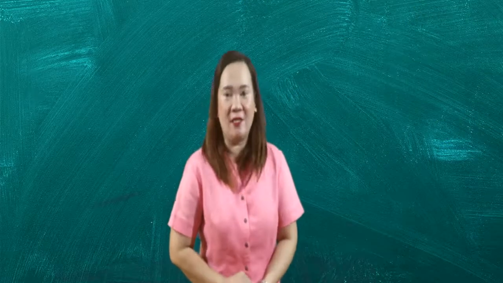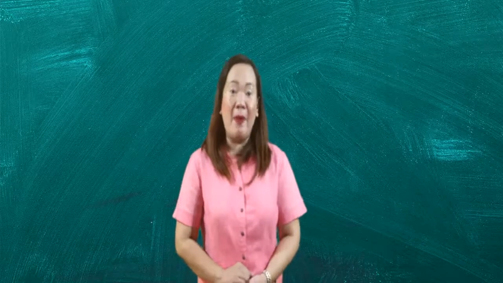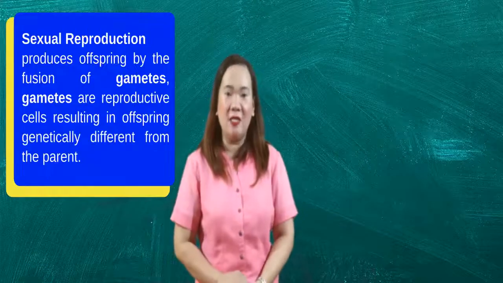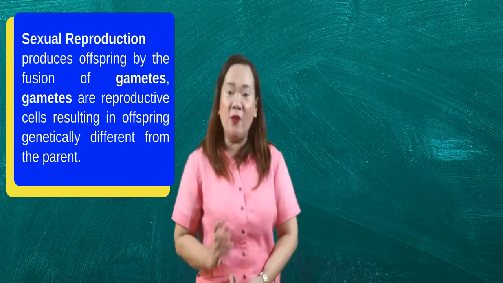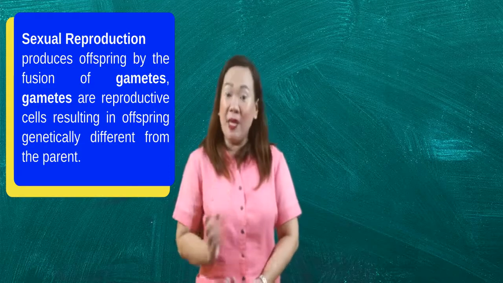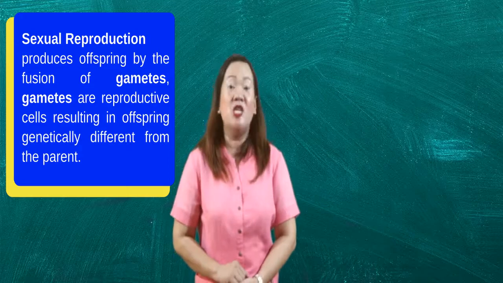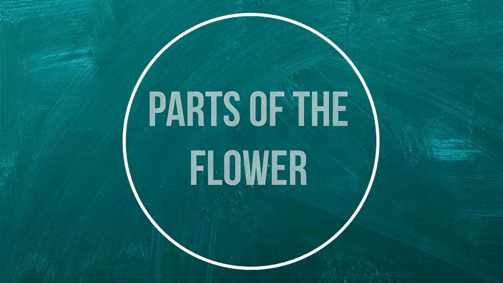Reproduction is a process of new offspring in plants, which can be by sexual and asexual reproduction. Sexual reproduction produces offspring by the fusion of gametes. Gametes are reproductive cells, resulting in offspring genetically different from the parent. Now, here are the parts of the flower.